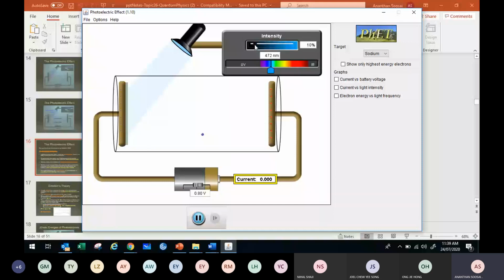Frequency high, electrons come out. Frequency very low, electrons never come out at all, although you change the intensity. And that's the third factor. According to the wave idea, if you raise intensity, electrons should be able to come out. But what has been observed in the photoelectric effect is that intensity doesn't play a role in the release of electrons. Frequency plays a role in the release of electrons. So these are the three factors.